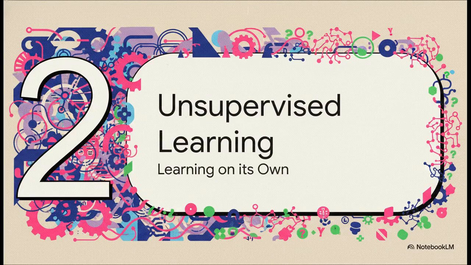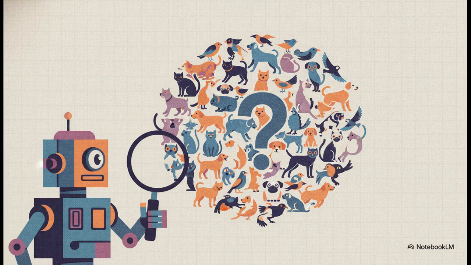Okay, so what happens when you take the teacher out of the room? Well, that brings us right to our second style, unsupervised learning. This time, you give the robot that exact same pile of animal pictures, but there's a huge twist. No labels. You don't tell it what's a cat or a dog or anything else. You just hand over the messy pile of data and basically say, go for it. See what you can figure out.